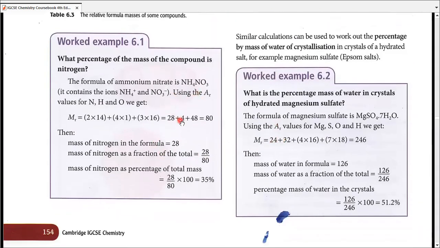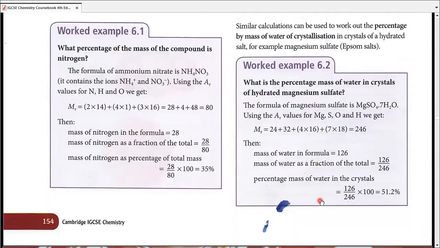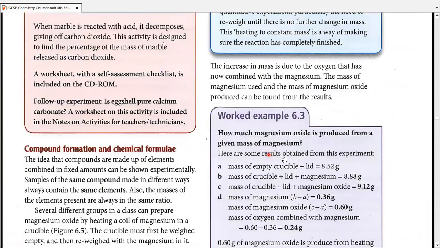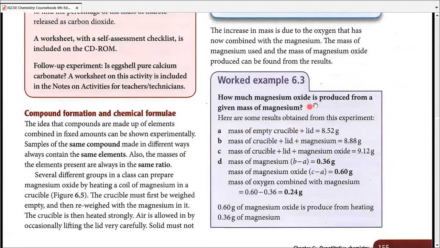Here we have the formula to calculate the percentage of an element. Here we have the formula to calculate the percentage of water of crystallization. So I have already bifurcated that formula into multiple parts. Moving on, compound formation and chemical formulae.